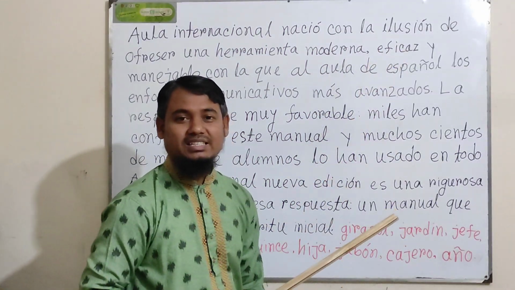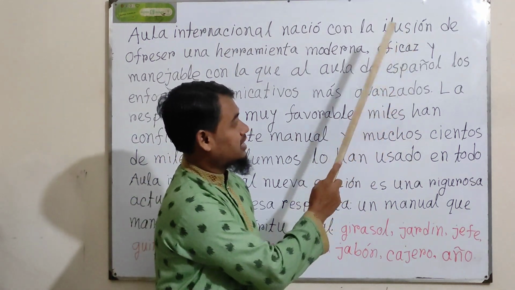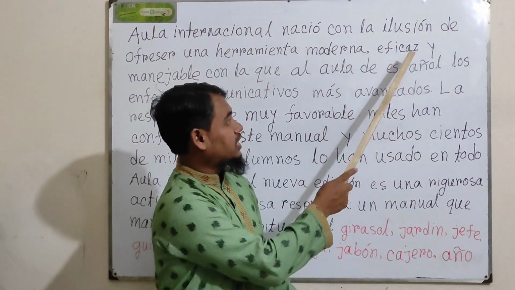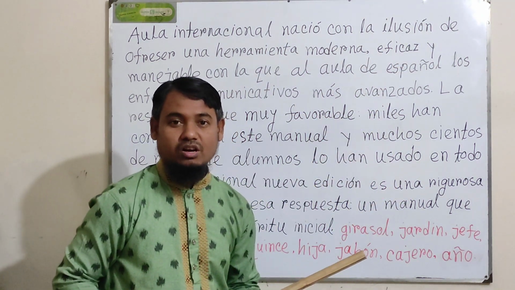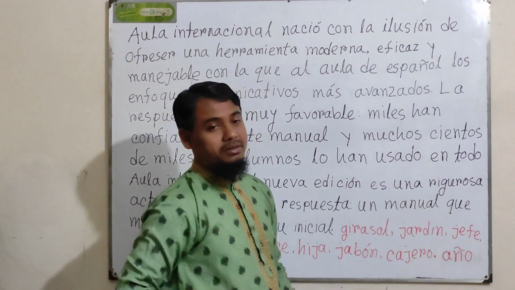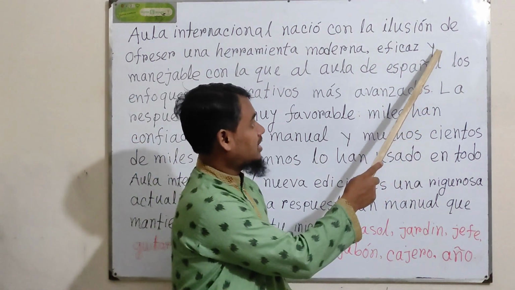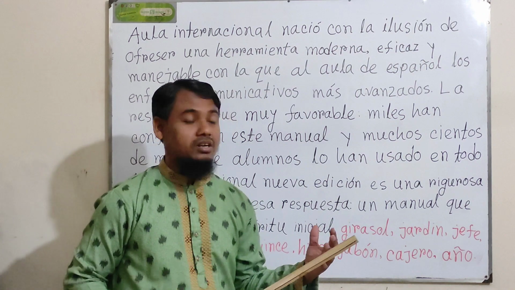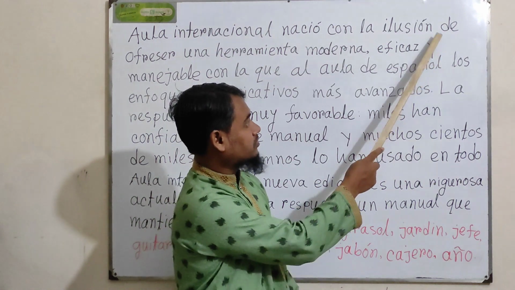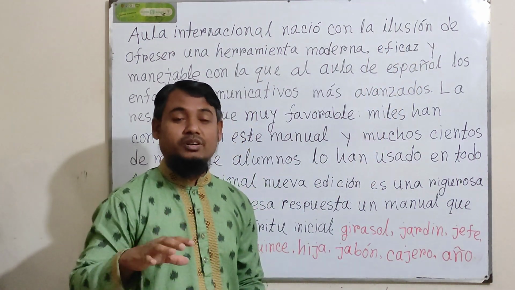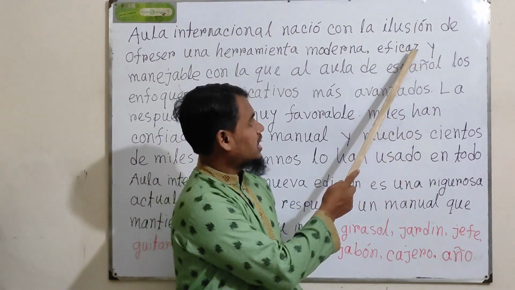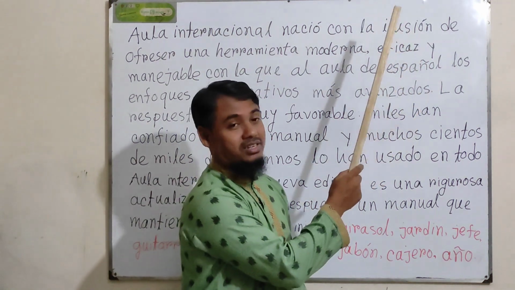Eficaz, eficaz, because this letter name is zeta. In English it is Z, but in Spanish it is zeta. It will be pronounced like sa. Eficaz, eficaz. E means and. That means it's a conjunction. In English it is and, but in Spanish it is E. This letter name is Y, but here it is a conjunction, and. That means eficaz e, eficaz and.